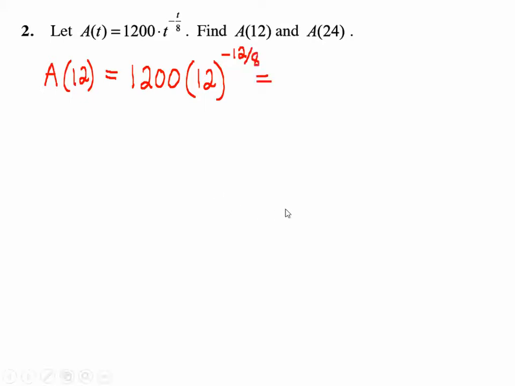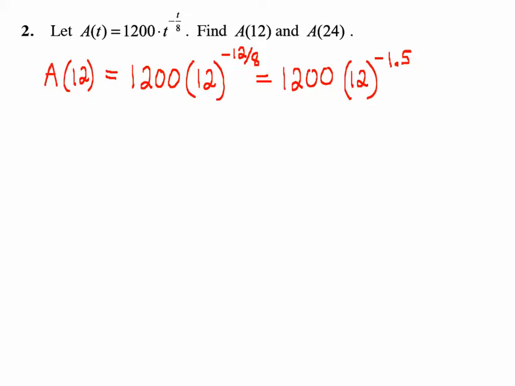And we have to reduce that a little bit here. You can keep the exponent as a fraction, that's fine. I would probably go change it to a decimal. Just see what that's going to give you. So 1200 times 12, and then that reduced would be 1.5, right? Let's see, it'll reduce by 4, it'll be 3 over 2.